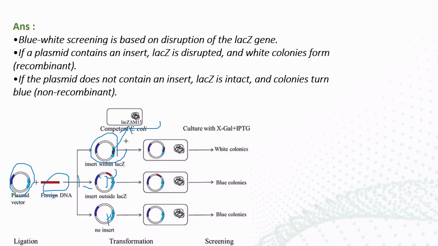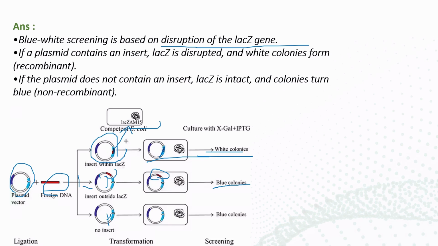What happened is that some of the colonies showed white color: the inserts present inside the lacZ gene showed white colonies, those present outside the lacZ gene showed blue colonies, and those without any insert also showed blue colonies. Here they have said that blue-white screening is based on the disruption of lacZ, right? Because the presence of lacZ has a major impact on the coloring of the colonies.